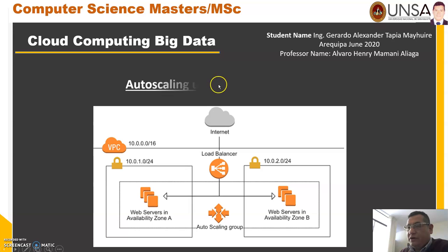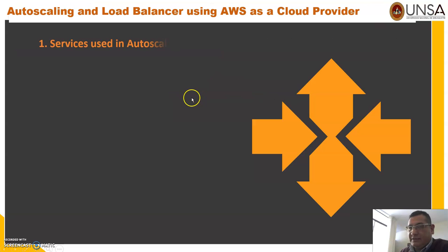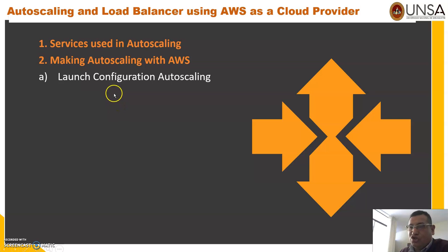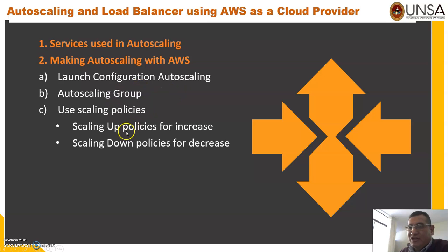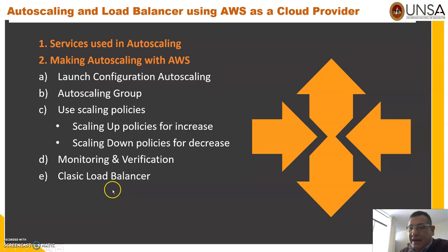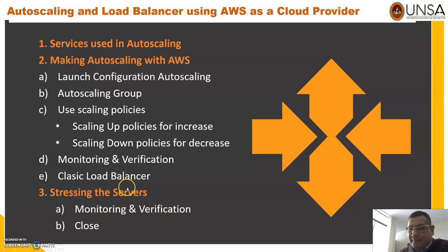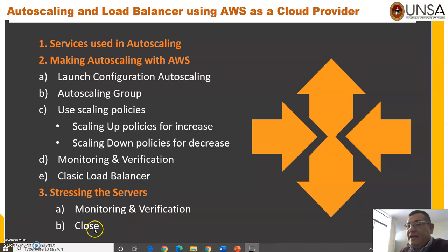Today, we are going to learn autoscaling using a cloud provider. These are the contents: services used in autoscaling, making autoscaling with Amazon Web Services, launch configuration, autoscaling group, use scaling policies, monitoring and verification, classic load balancer, and we are going to stress the services to monitor and finally close everything so Amazon doesn't charge us.